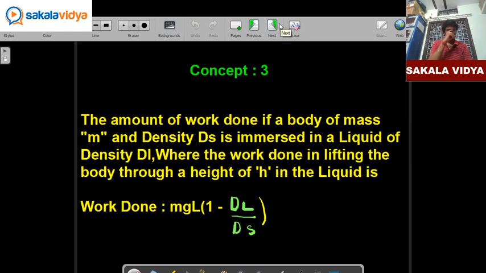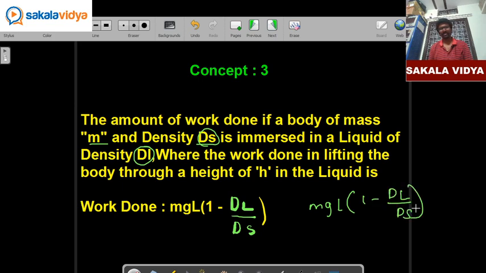Okay, now let us go for concept number 3. The amount of work done if a body whose mass is m and density is ds, where ds is the density of the solid, is immersed in a liquid of density dl, where dl is the density of the liquid, in lifting the body through a height of h in the liquid is mgh times 1 minus density of liquid divided by density of solid.